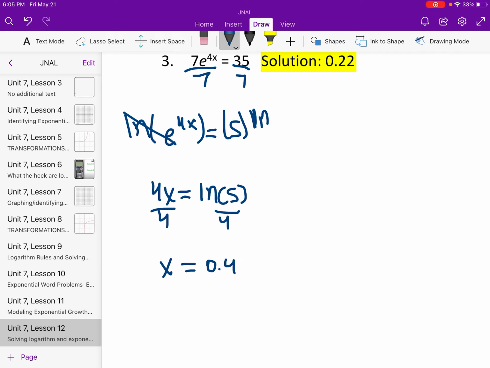But let's plug it into the calculator to see if old me is right or new me is right. Okay, so is 7 times e to the power of 4 times 0.4 equal to 35? Yes, it is. So I must have done something wrong with the answer. So we did get it right.